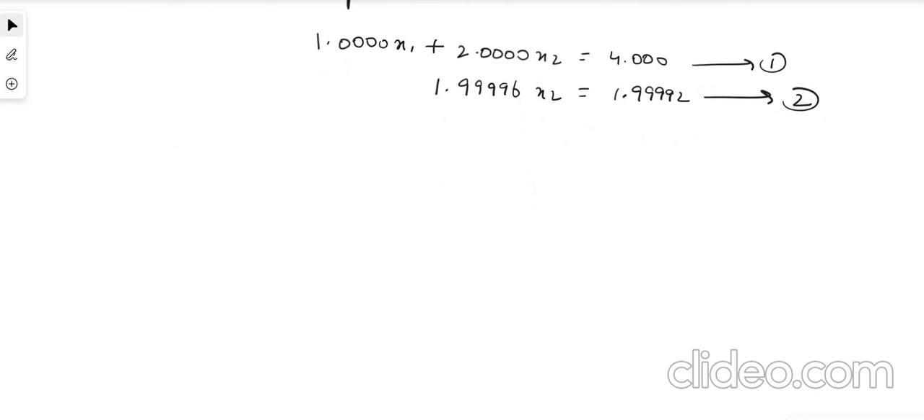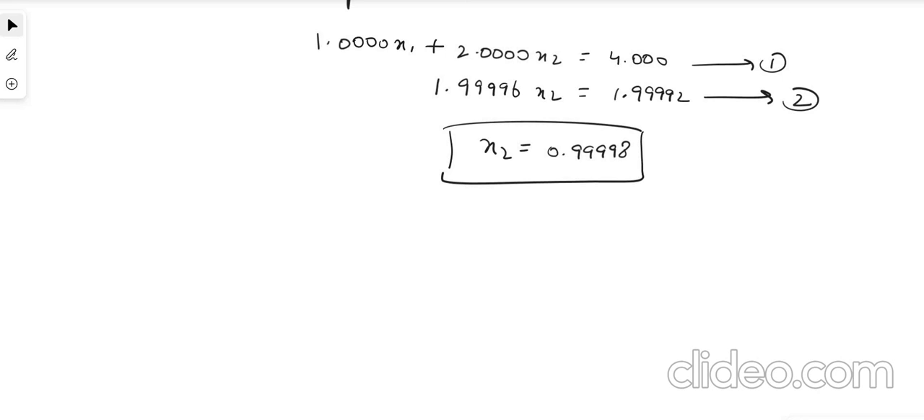Now solving equation 2, we get the value of x2 as 0.99998. This is the value of x2 in case 4, and putting this value in the first equation, we get the value of x1 as 2.00004, which is approximately 2. So the value of x1 is 2.